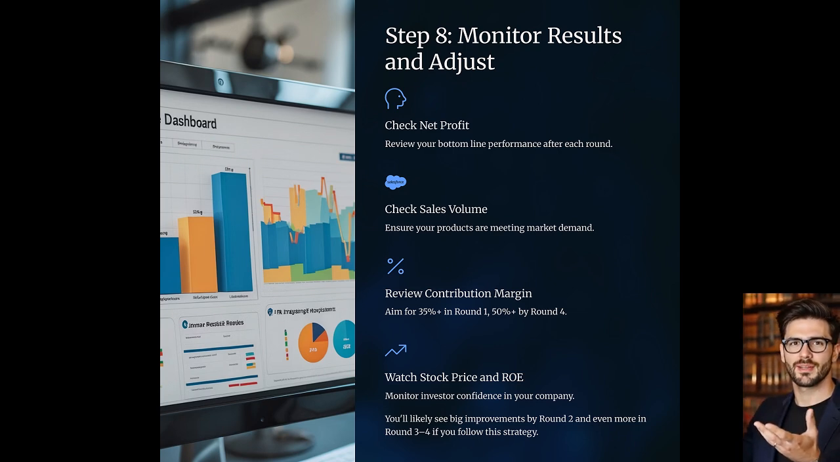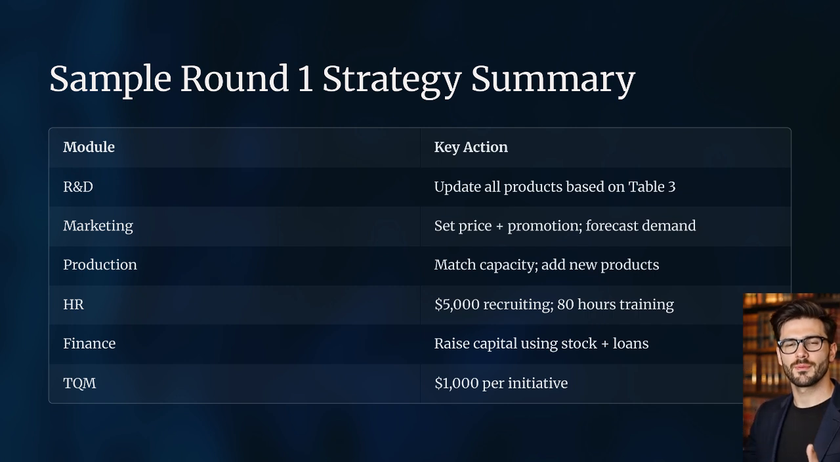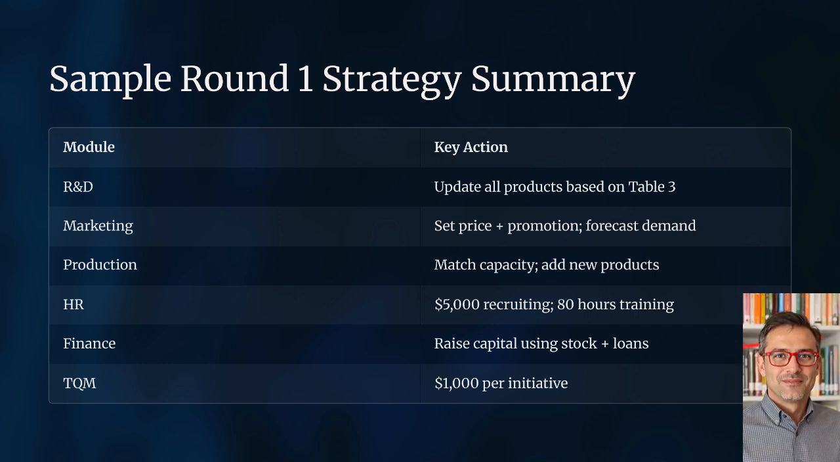Round 1 strategy summary. Key action: R&D. Update all products based on Table 3. Marketing: set price plus promotion. Forecast demand. Production: match capacity. Add new products. HR: $5,000 recruiting, 80 hours training. Finance: raise capital using stock plus loans. TQM: $1,000 per initiative.